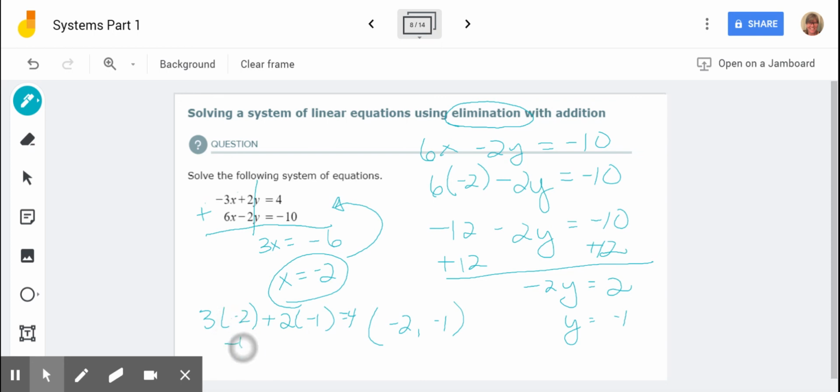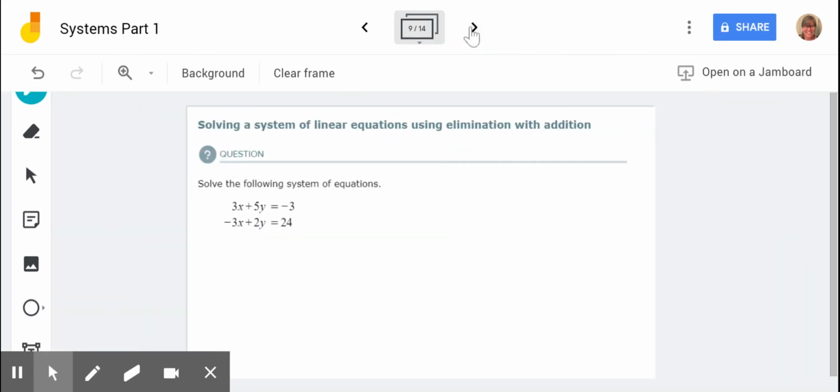3 times -2 is -6 plus -2 is not equal to 4, y'all. Oh, it's +6. It's -3. No wonder I was like, what? I did it wrong? That's supposed to be a +6. So the answer is yes, indeed, we did it right. Doing good. All right, next one.